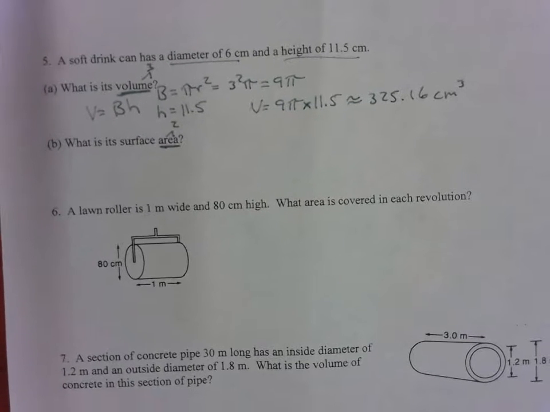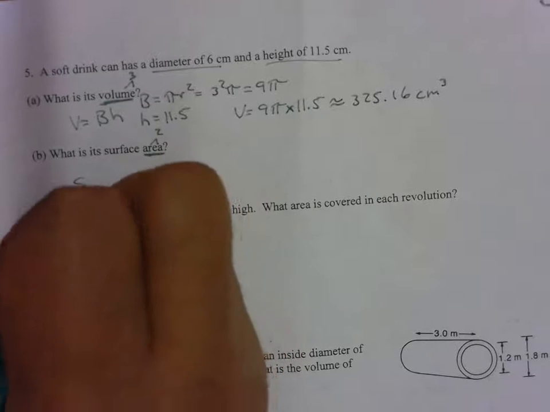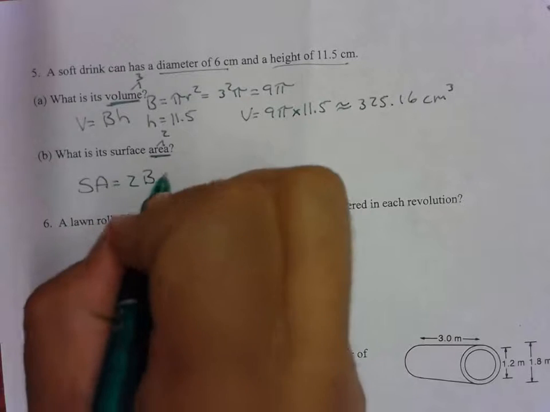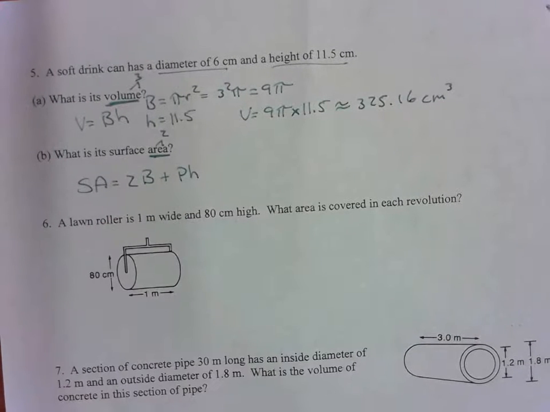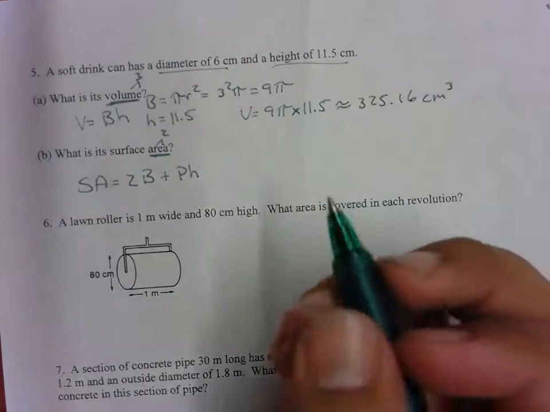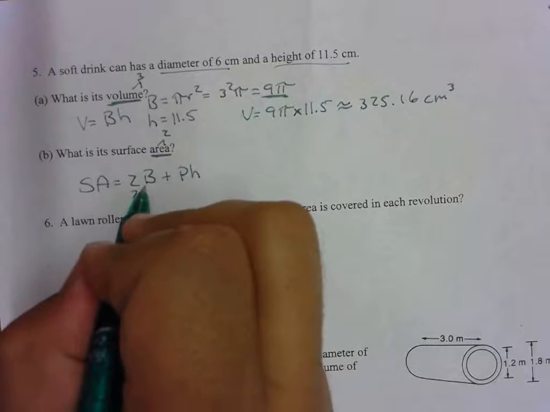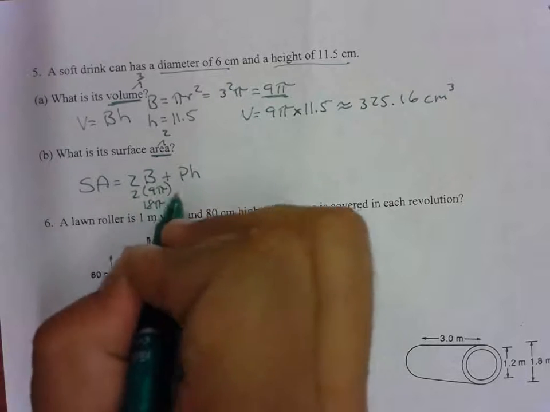For the area, we're just finding the circle. The surface area, this is a cylinder, so it's 2 times the area of the base plus the perimeter times the perpendicular height. 2 times the area of the base. We already found the area of the base. It was 9 pi. So we just have to multiply 2 times 9 pi, which is 18 pi.